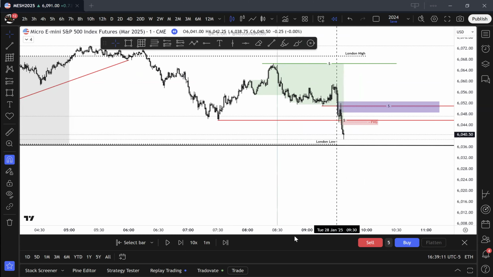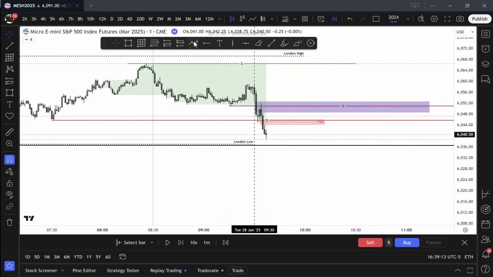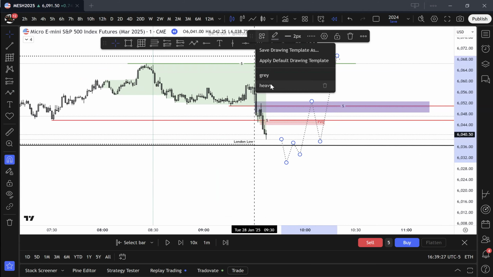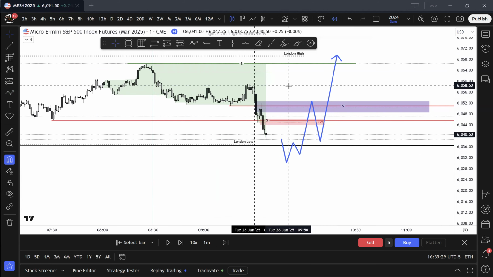But as always, same thing with the bread and butter setup. Basically looking for price to come down to one of these lows, establish itself, kind of do something like this, right? And then come retrace back into this level and we take off, right? I'll make this more visible for you so you guys can see. That's what I would look for.